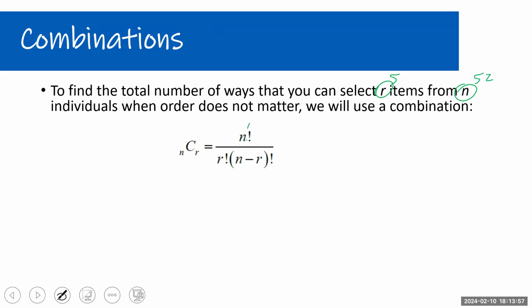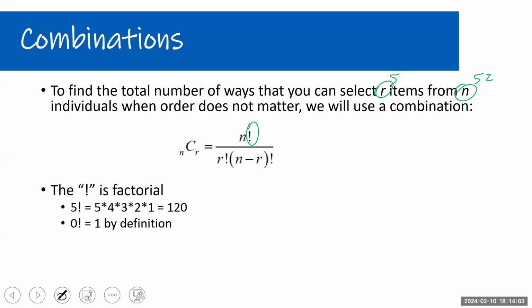Now, this exclamation point is called a factorial. The factorial is, if you've never used it, you multiply all the way down, but you don't use 0. You just multiply all the way down to 1. So 5 factorial, for example, is 5 times 4 times 3 times 2 times 1, which is 120. 0 factorial is 1 by definition. It cannot be 0 because we'd end up with undefined fractions.